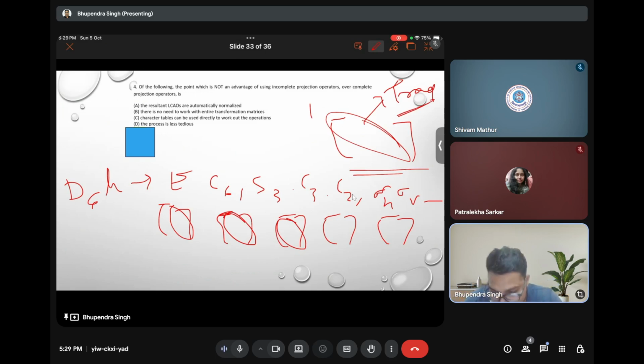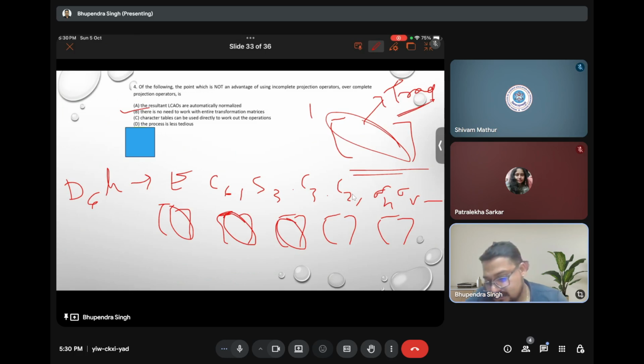So the question is, which of the following is not an advantage of using the incomplete operator over the complete operator. Let's start from option B. There is no need to work with the entire transformation matrix, that I have already said. So this option is correct. Character table can be used directly to work out the operation.